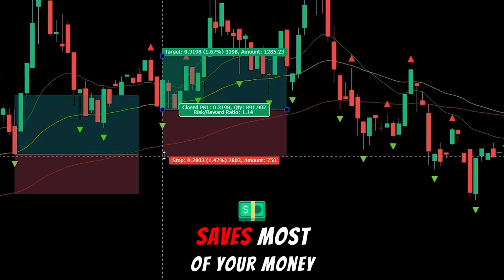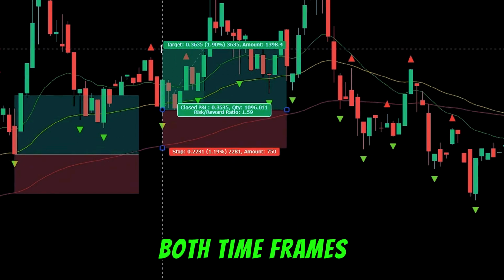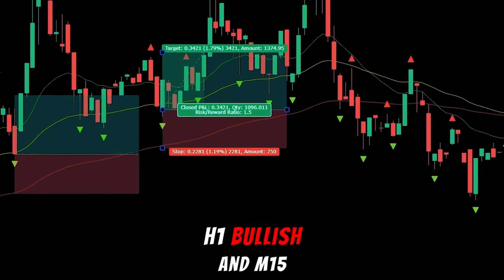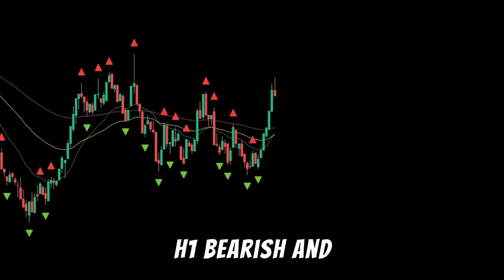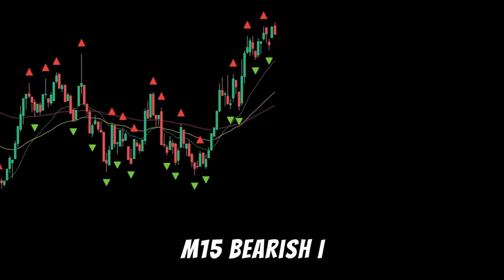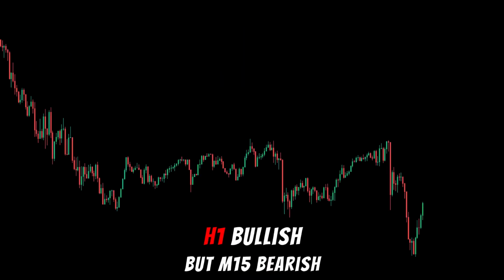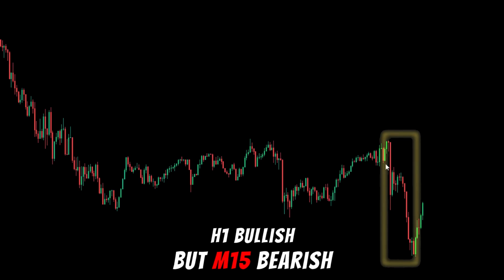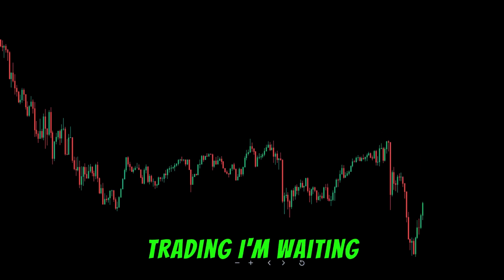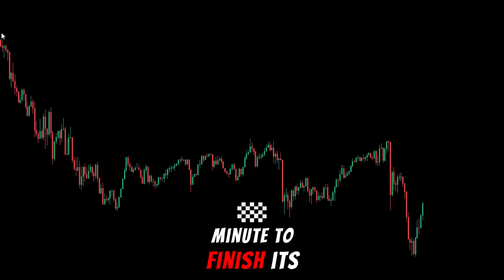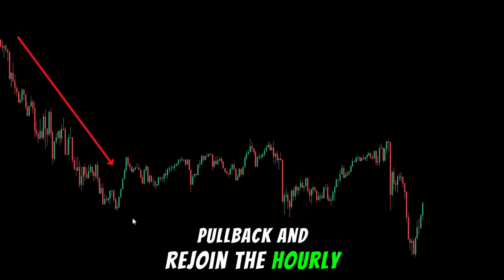Now the filter that saves most of your money, both timeframes must agree. H1 bullish and M15 bullish, I hunt longs only. H1 bearish and M15 bearish, I hunt shorts only. H1 bullish but M15 bearish? I'm not confused. I'm just not trading. I'm waiting for the 15-minute to finish its pullback and rejoin the hourly.